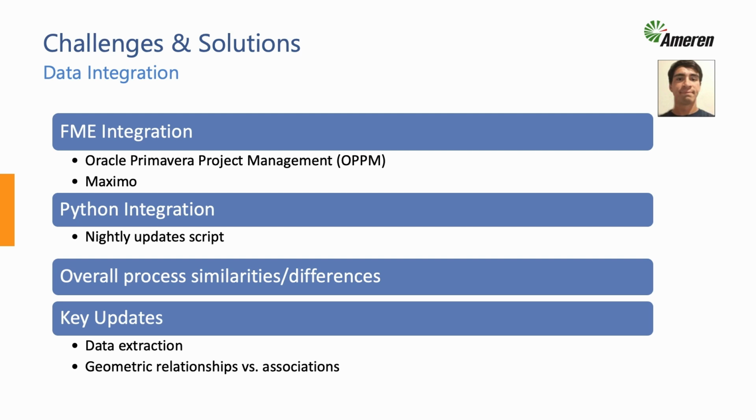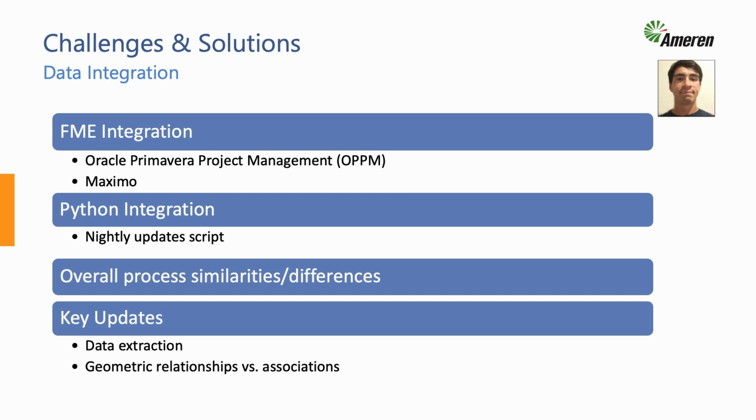Originally, most of these relationships between features were handled based off of geometric coincidence. And with utility network, we were able to relate features from different feature classes with associations. We were able to do this in certain cases. There are certain restrictions with the utility network as to which feature classes can be associated with other ones. But where we were able to create those associations, we were able to use those instead of geometric coincidence.